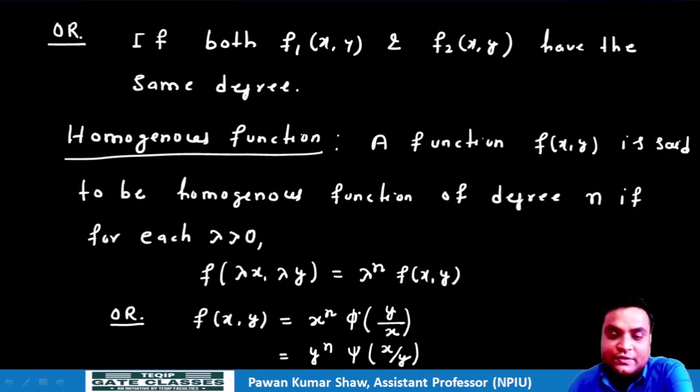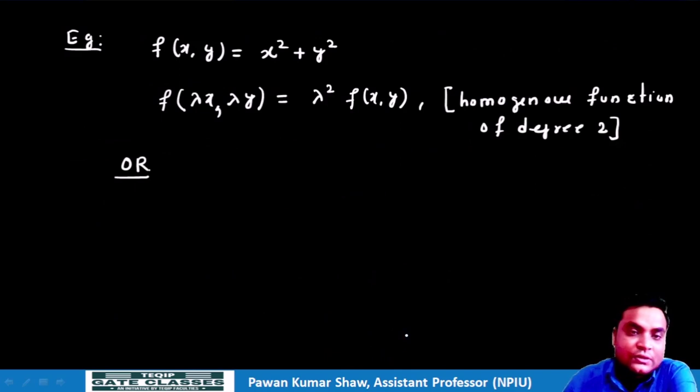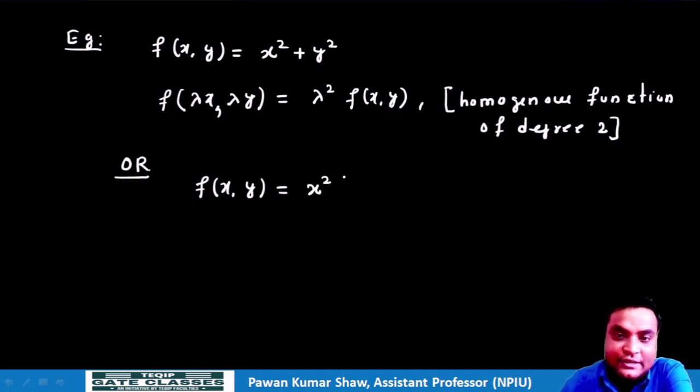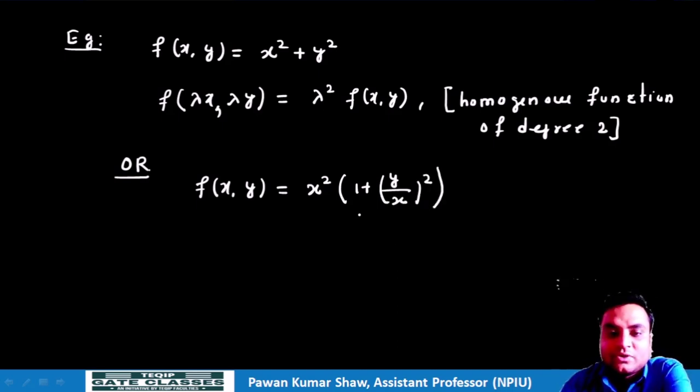We can also check using another form of homogeneity, like we can write in the form x to the power of n with some function of y by x, or we can write in the form y to the power of n with some function psi of x by y. So suppose f of x,y is x square plus y square. If we take the common x square, in that case we can write 1 plus y by x whole square. So this thing we can write as x square into phi of y by x, some function phi of y by x.